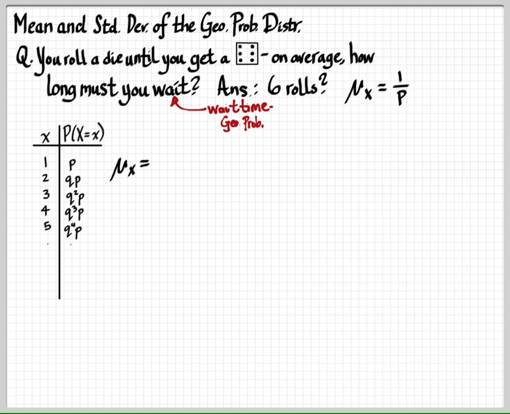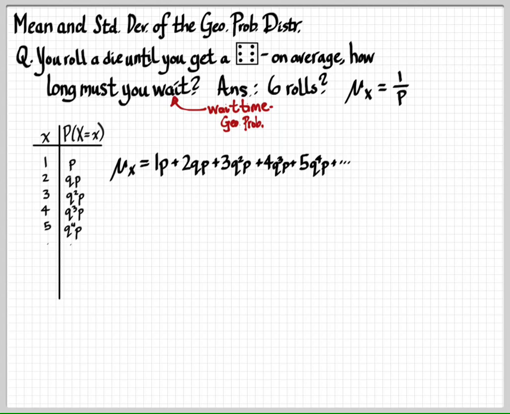And if you remember back, the way we compute the mean is we multiply the value times the probability, and we add all those up. So we have 1 times p plus 2 times qp plus 3 times q squared p, and so on and so forth. But we run into a problem. This is an infinite sum. We want to add this up, and we have what's an infinite series.